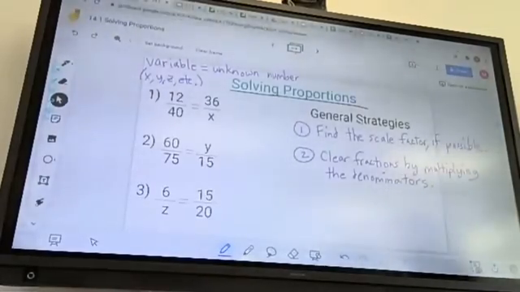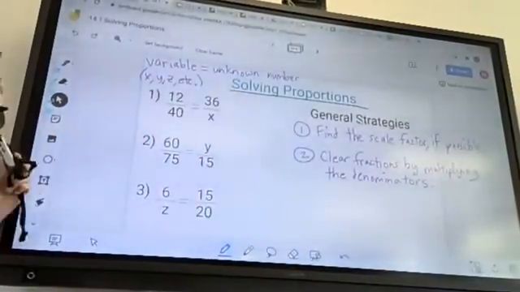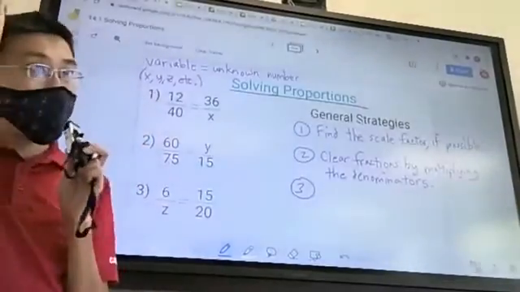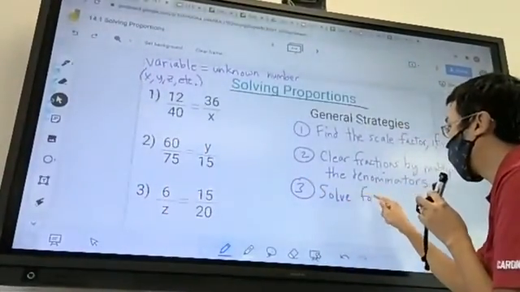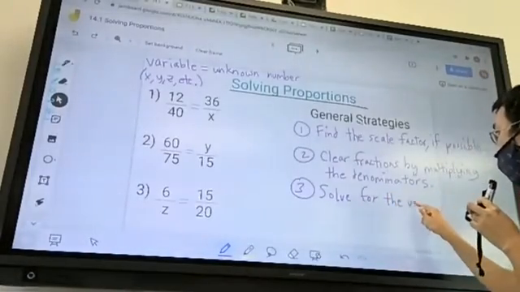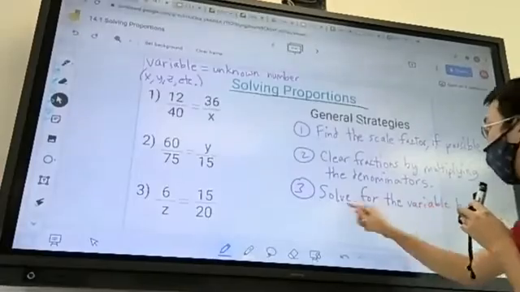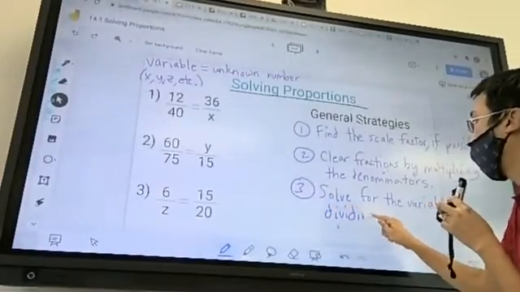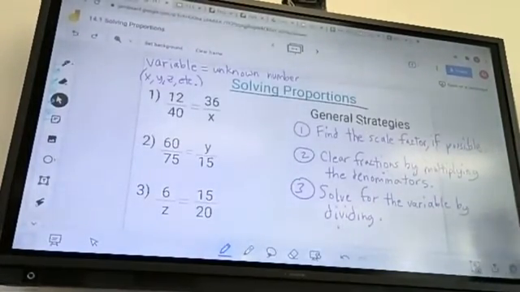We'll do this quite a bit in the first unit in this TANS class for IM1. And then lastly, number 3. Once you clear the fractions, you want to solve for X, solve for the variable by dividing. So first off, find the scale factor if possible. If not, clear the fraction by multiplying the denominators. And lastly, solve for the variable by dividing.